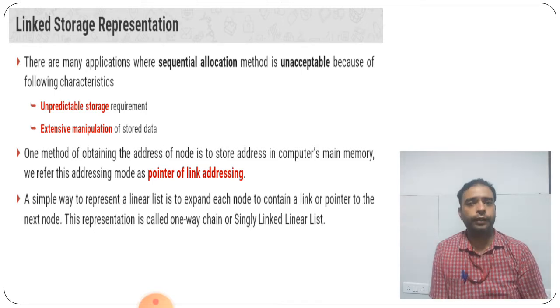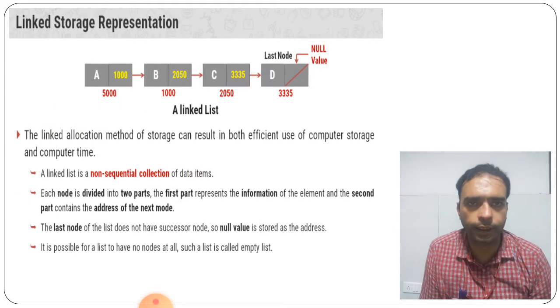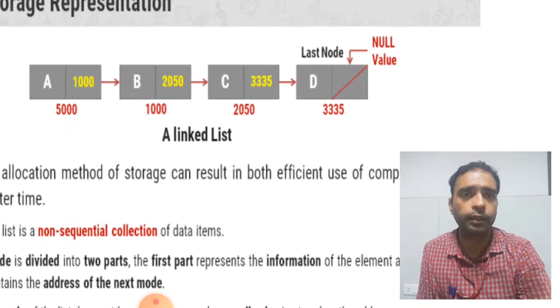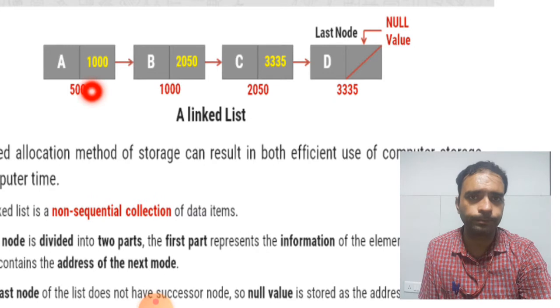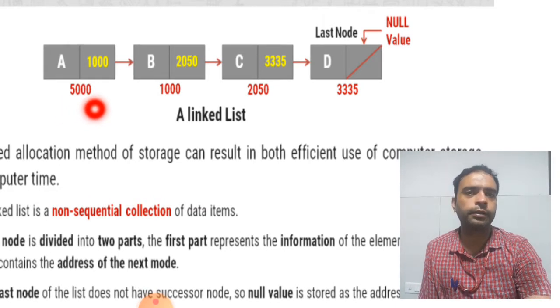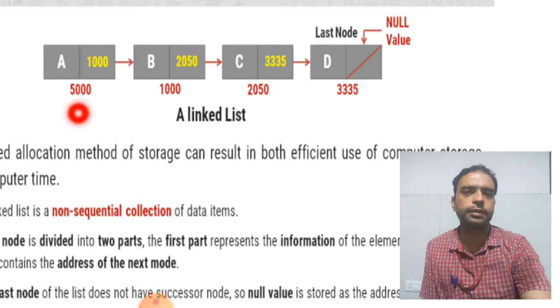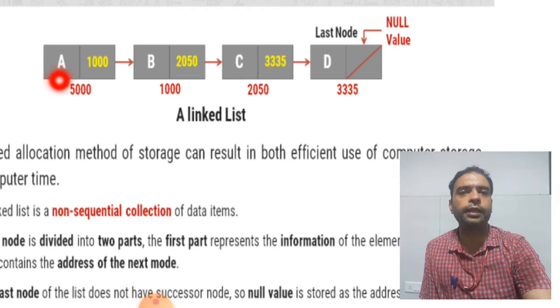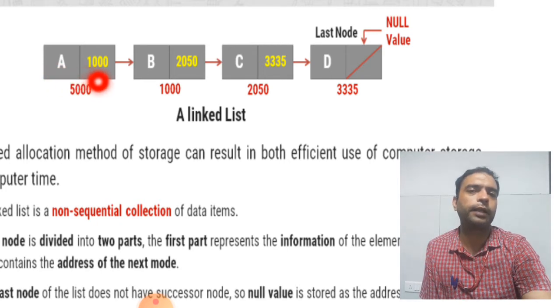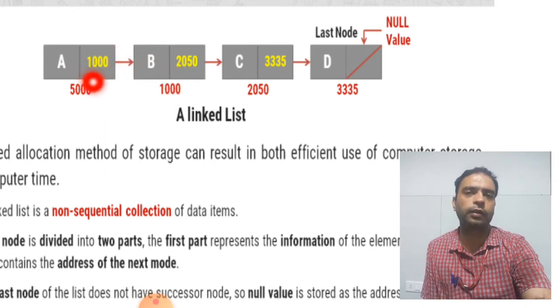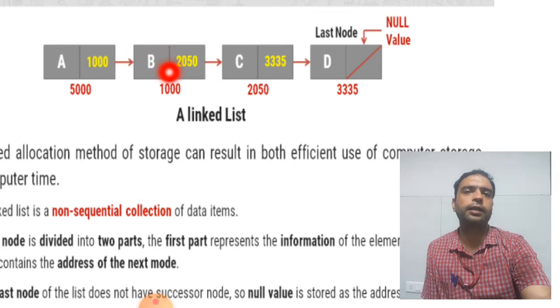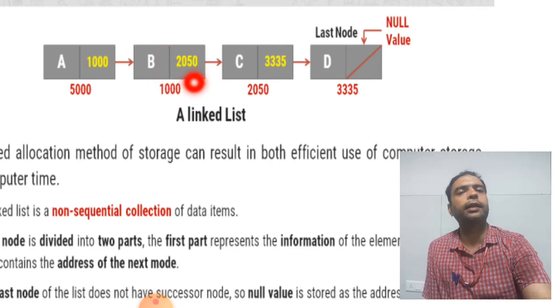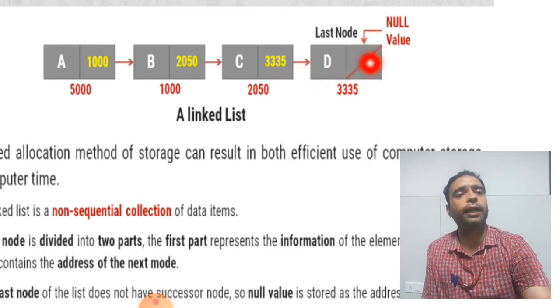So here we have to see some pointers. First of all I will explain this part. Here is the linked list that is given. The red letters are the address of the particular node, and this A is the information of the first part. The second part shows the address of the next node. Here the address 1000 and 1000 match, so this 1000 is the address of the next node, which again contains the address of the next node. This is the last node, so that's why the value is null.